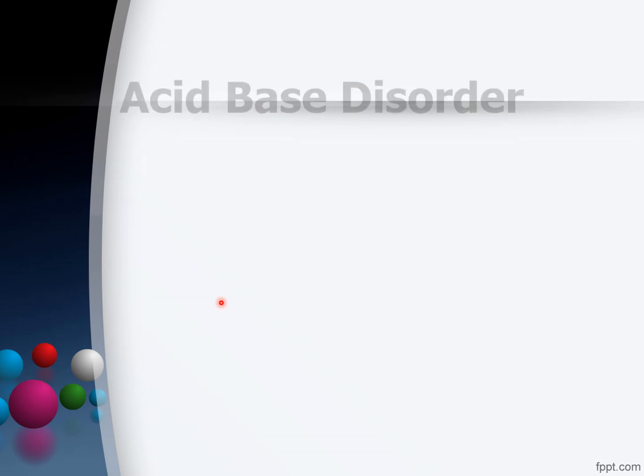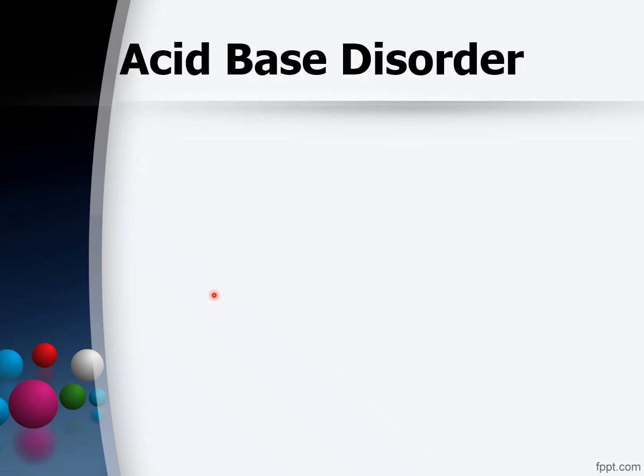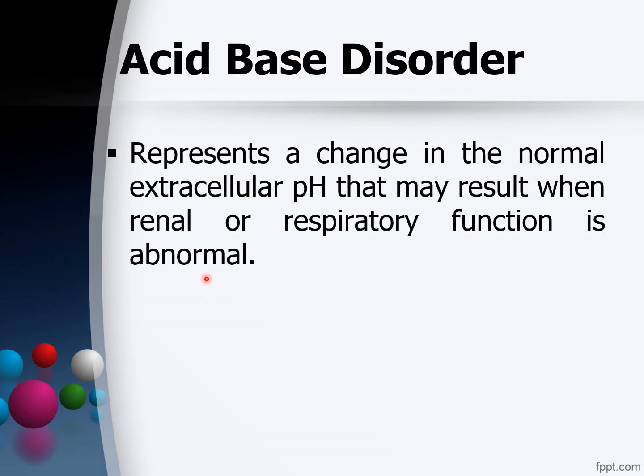So let's now proceed to the acid-base disorder. When we say acid-base disorder, this represents a change in the normal extracellular pH that may result when the renal or the respiratory function is abnormal. This may also result when an excess acid or base overwhelms the excretory capacity.